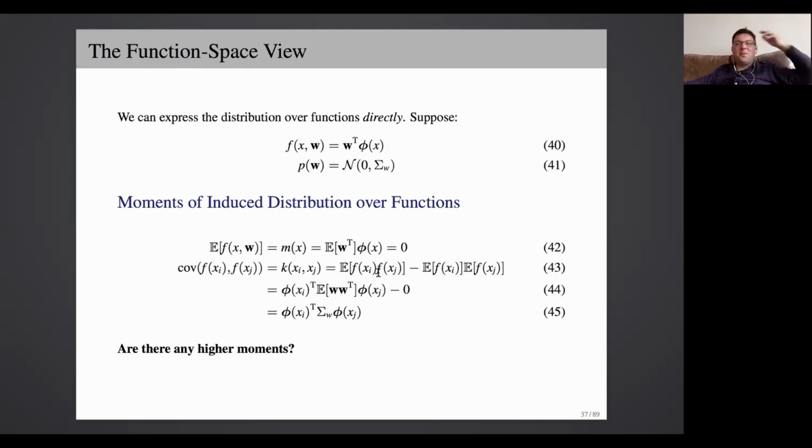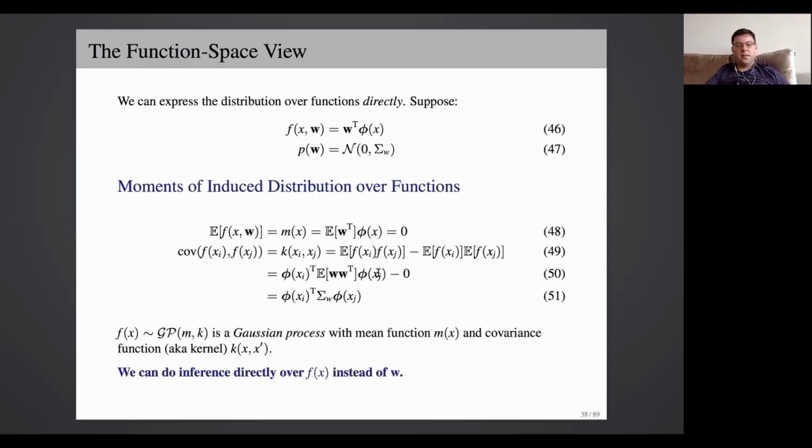So the next question is whether there are any other higher moments. And the answer to that question is no in this case, because we just have a sum of Gaussian random variables given by equation 40, and Gaussians are closed under addition. And so this distribution over functions is in fact entirely encapsulated by its first two moments, its mean function in equation 42 and its covariance function, also known as its kernel function, in equation 45. This is an example of a Gaussian process. And in this case, we can actually do inference directly over functions instead of worrying about the parameters.